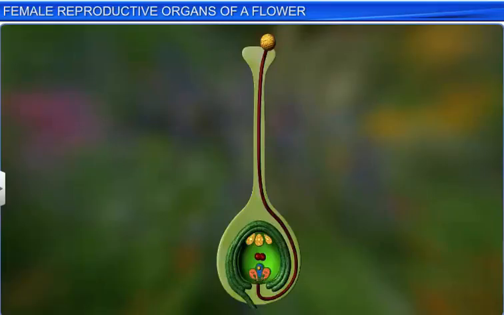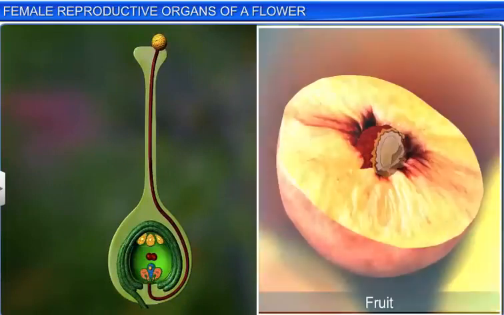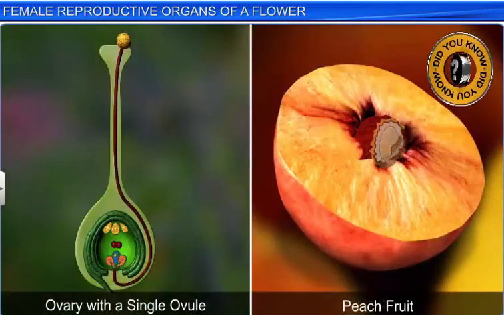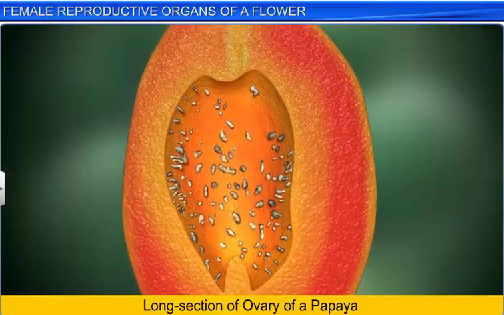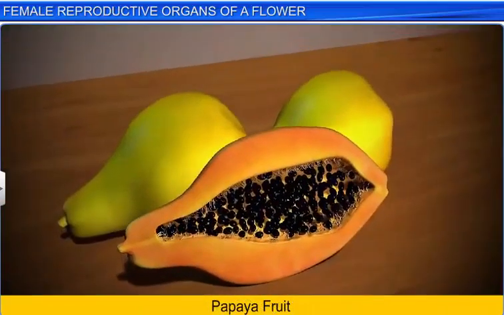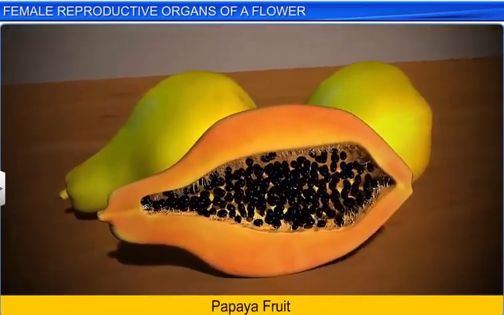Moreover, after fertilization, the ovules form seeds while the ovary develops into a fruit. Did you know that different flowers of different plant species have a varying number of ovules in their ovaries? A peach, for instance, develops from an ovary containing a solitary ovule. A papaya, on the other hand, has several ovules in its ovary, and that's why you see numerous seeds in the fruit when it is split open.